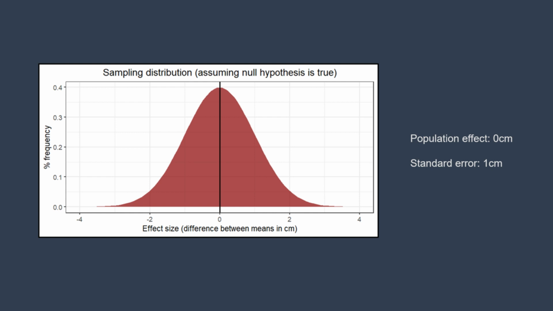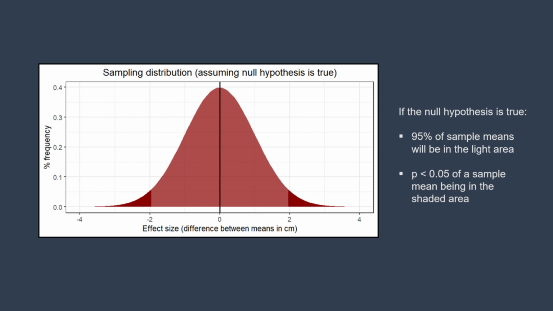So, if the null hypothesis is true, then the mean of that sampling distribution will be 0, no difference. If the null hypothesis is true, then 95% of the data points will be within 1.96 standard errors of 0. If the null hypothesis is true, there is a less than 5% probability, p less than 0.05, of seeing an effect at the extremes of that distribution in those darker red areas. That's called the critical region.